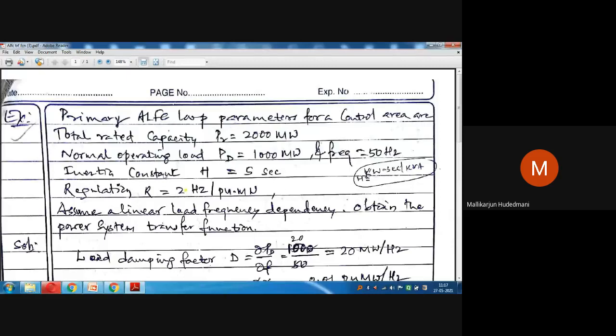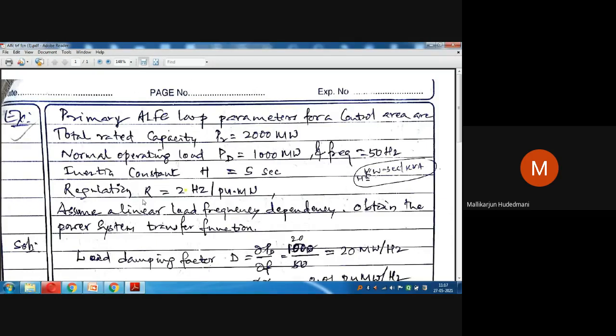Inertia constant of the area is 5 seconds. Some books refer to 5 seconds, some refer to only 5, some write it in kilowatt second per kVA. See how this H representation changes from book to book. Some refer to only 5, some H with seconds, some H with kilowatt second per kVA. K cancels, second remains. Whatever it is, H must be given.